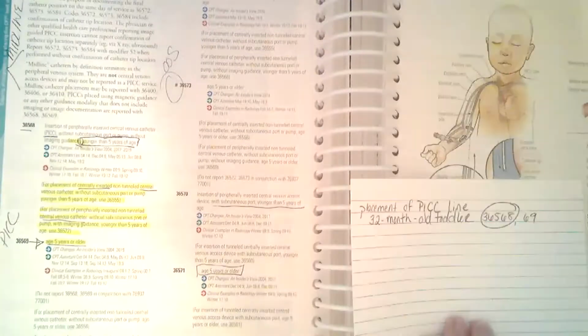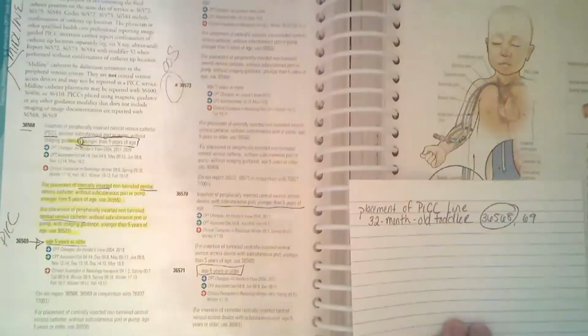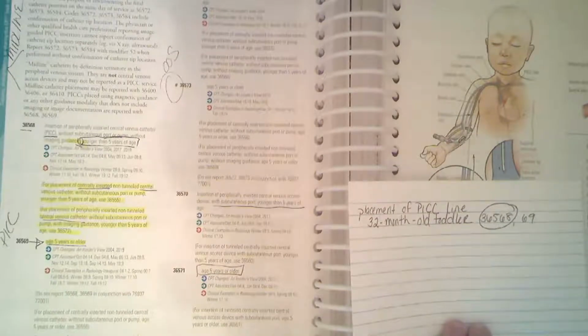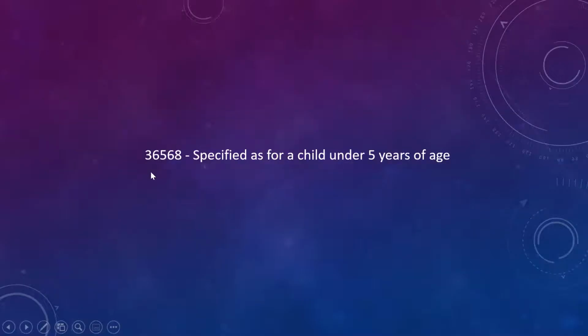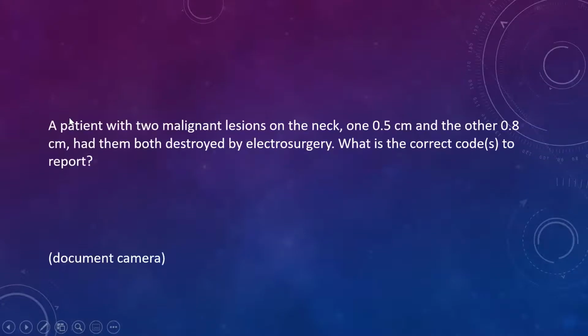All right. So let's go back to our PowerPoint and see if I was right. 36568 specified as for child under 5 years of age. So we were correct. All right, so let's look at the next one. And if you have questions about that, definitely post it and we will get it figured out, okay?